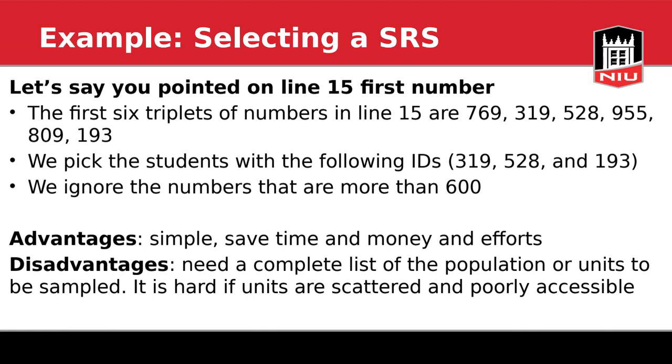528, less than 600, we take it. 955, it's more than 600, we don't take it. 809, more, we don't take it. 193, we take it. So we end up taking 319, 528, and 193. We ignore the numbers that are more than 600, which are 769, 955, and 809.